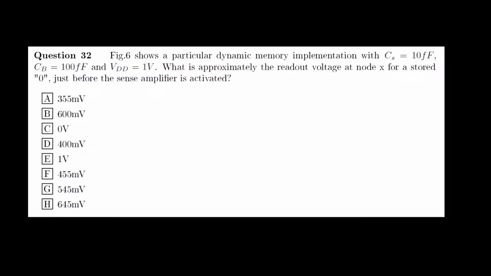This video will discuss the solution to question 32. Figure 6 shows a particular dynamic memory implementation with CS is 10 femtofarads, CB is 100 femtofarads and VDD is 1 volt. What is approximately the readout voltage at node X for a stored 0 just before the sense amplifier is activated? And then 8 possible answers are given.